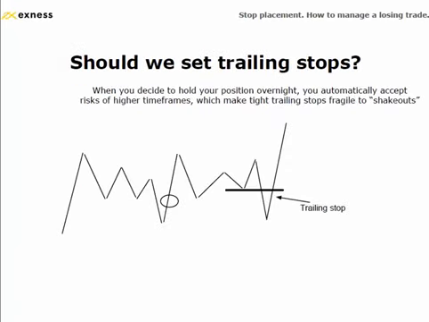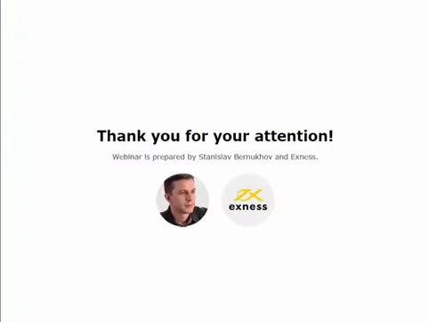So what about trailing stops? It is just the same. When you decide to hold your position overnight, you automatically accept risks of higher time frames, which make tight trailing stops fragile to shakeouts. I'm not saying that you should not have a trailing stop at all, but making it too tight may be not very good decision. So it has to be located in quite a distance. You should select this number using high time frame. You go to the daily chart, watch for the ATR, or you can also partially fix your profit, like in the previous example.